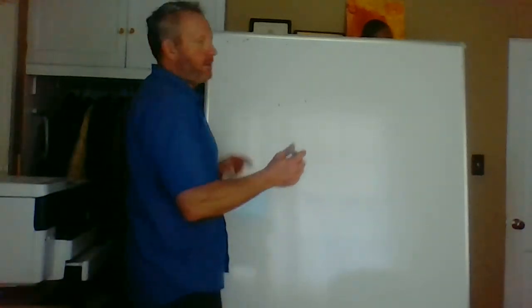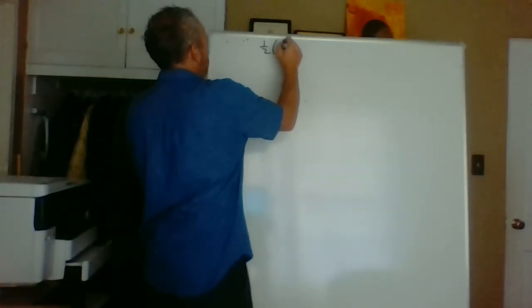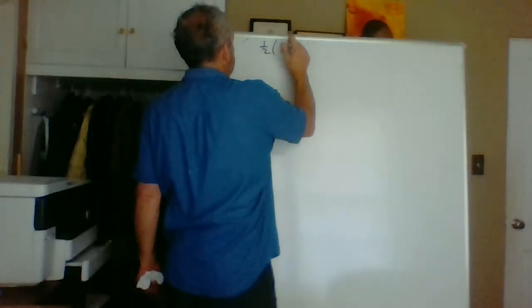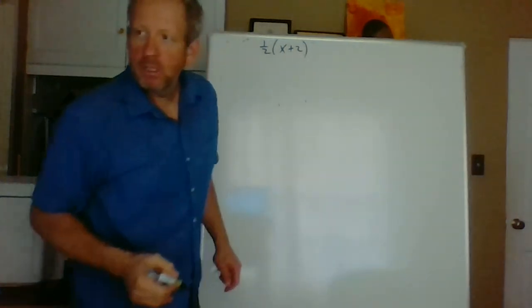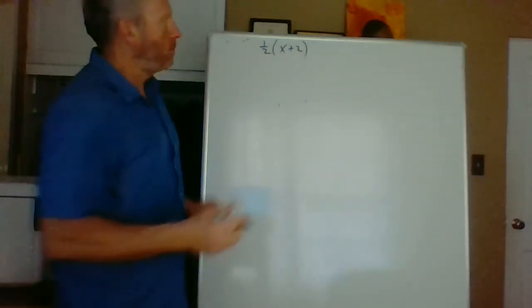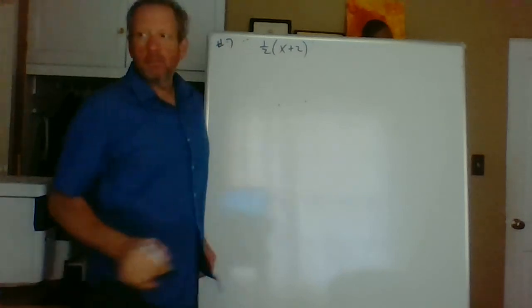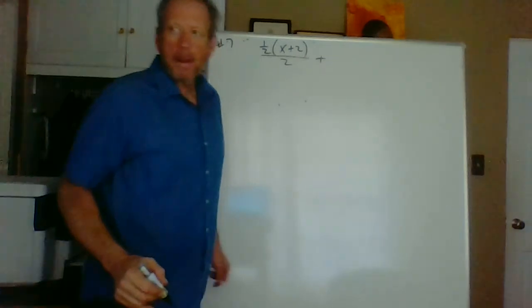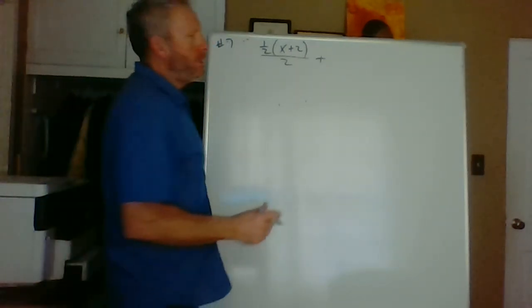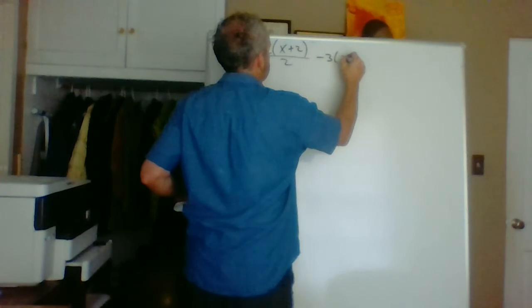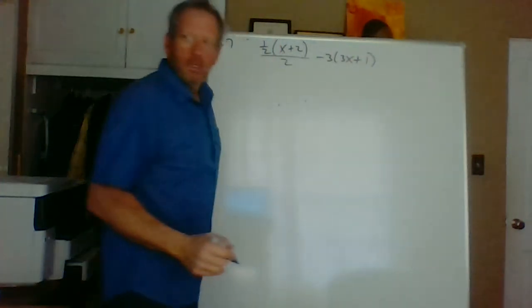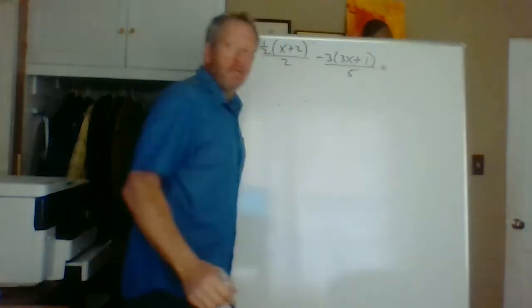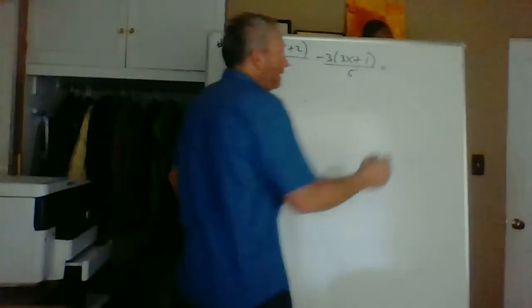Number 7, what happens was 2? Oh, it's similar. In fact, it's extremely similar. It's really the same type as the one we just did. This number 7, I'm going to put a note up here. I'm going to forget which one we're doing. Number 7. 1/2 x plus 2, all divided by 2, minus 3 times 3x plus 1 over 5 equals 3x minus 3.